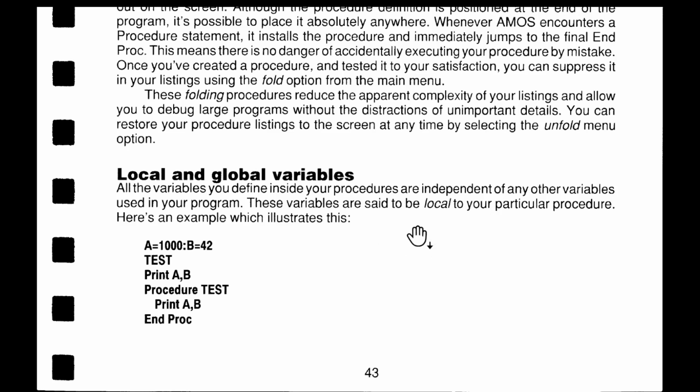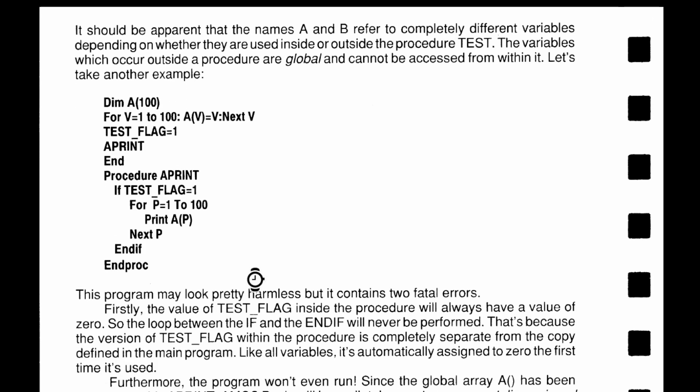Local and global variables. All the variables you define inside your procedures are independent of any other variables used in your program. These variables are said to be local to your particular procedure. Here's an example which illustrates this. A=1000, B=42. Test. Print A,B. Procedure test. Print A,B. End Proc. It should be apparent that the names A and B refer to completely different variables, depending on whether they are used inside or outside the procedure test. The variables which occur outside a procedure are global and cannot be accessed from within it.